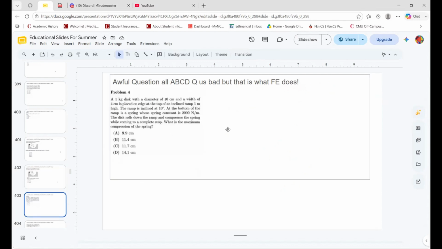A 1 kilogram disc with a diameter of 10 centimeters and a width of 4 centimeters is placed on the edge of the top of an incline 1 meter high. The ramp is about 10 degrees. At the bottom of the ramp is a spring whose spring constant is K equals 2000. The disc rolls down the ramp and compresses the spring and comes to a complete stop. What's the maximum compression of the spring?